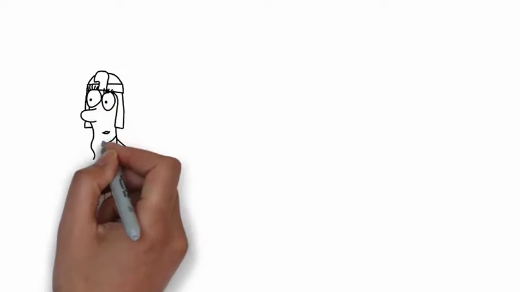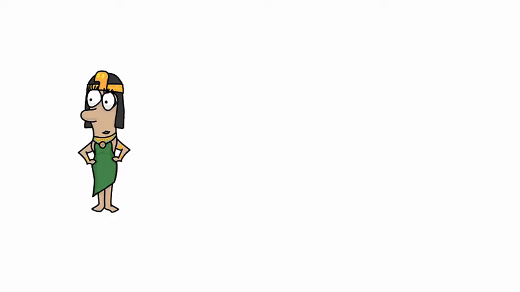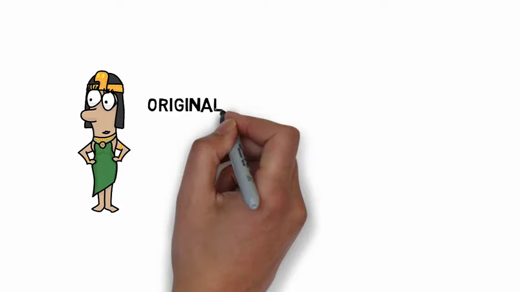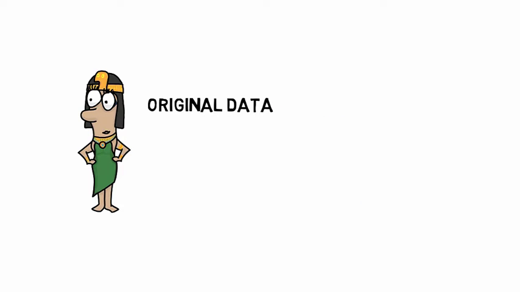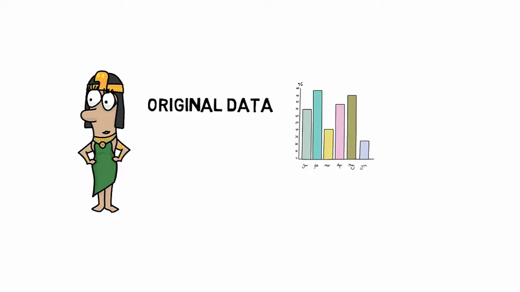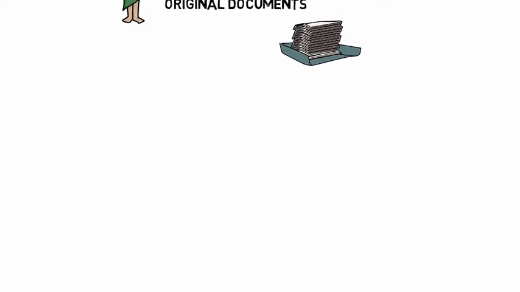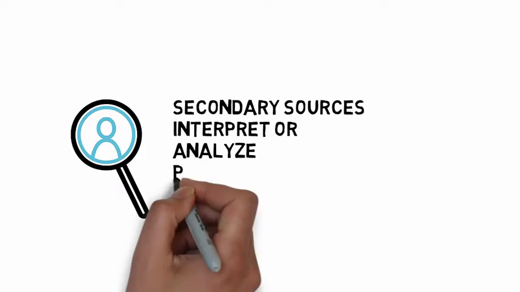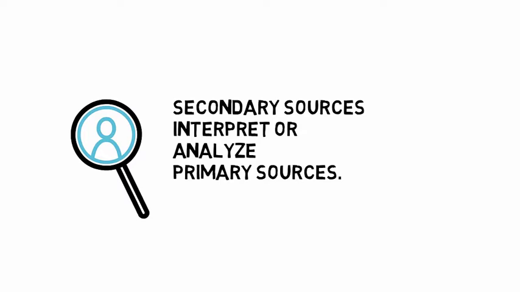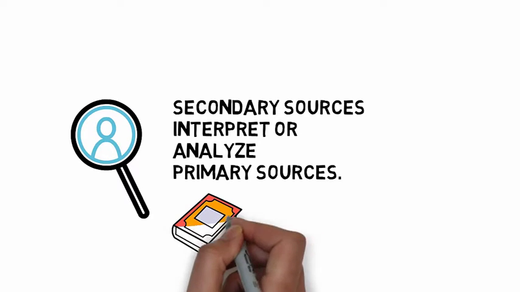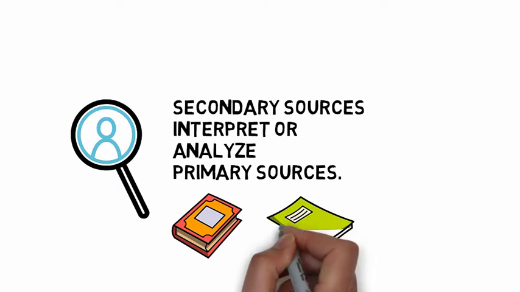Let's briefly define these sources. Primary sources are produced by someone directly experiencing or involved in an event. These can include original data or original documents. Secondary sources interpret and/or analyze primary sources. These can include academic books, book chapters, and peer-reviewed journal articles.